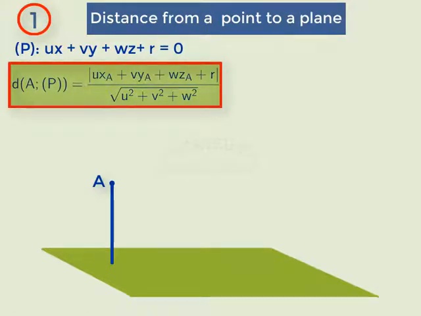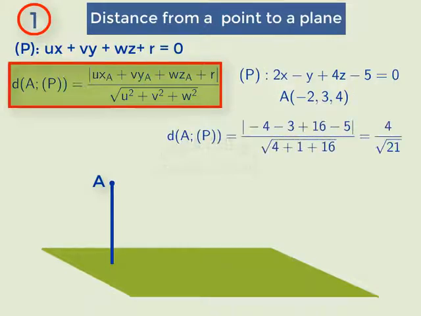For example, in this case, where the equation of P and the coordinates of A are given, by applying the formula, we get that the distance AP is equal to 4 over radical 21.